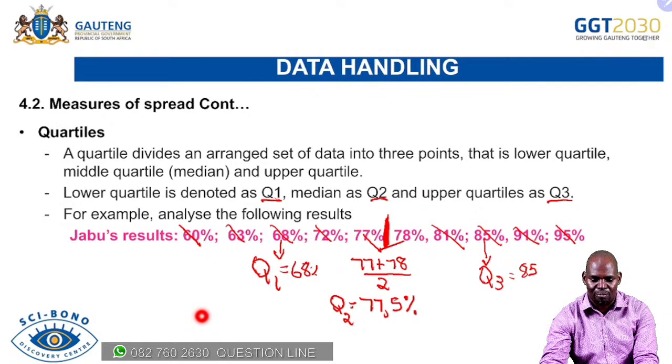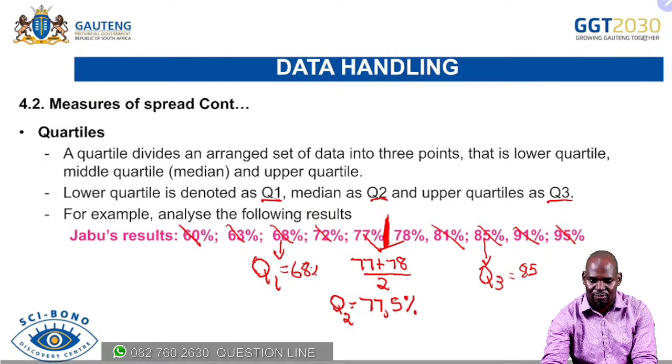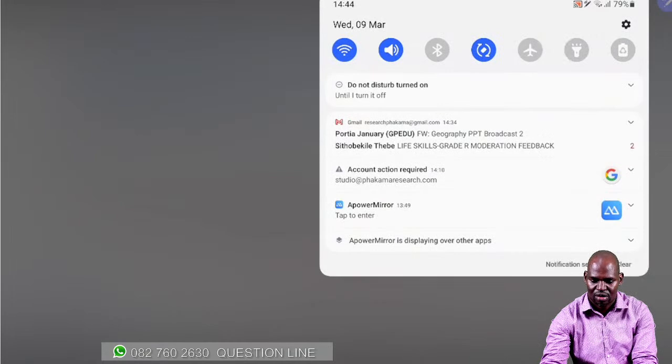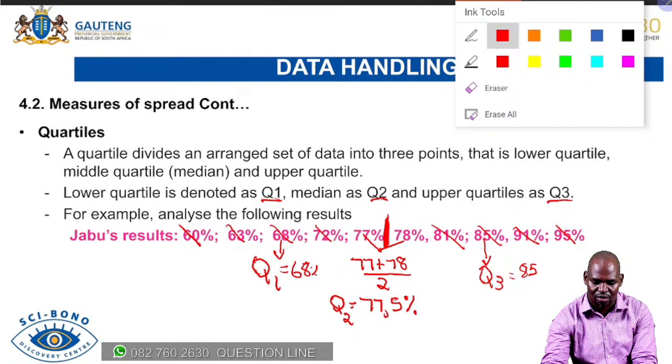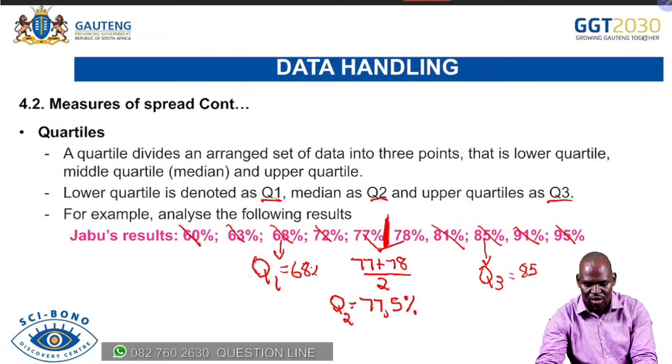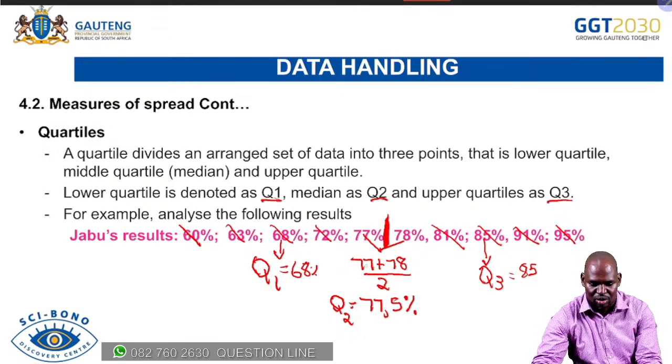But unfortunately with the median, we had to add and then divide by 2. And it's very important that when you do the addition there, you say 77 plus 78, you write down the answer, and then from there you say divided by 2. Okay, it's fine. Right, so let us move on to the next one.